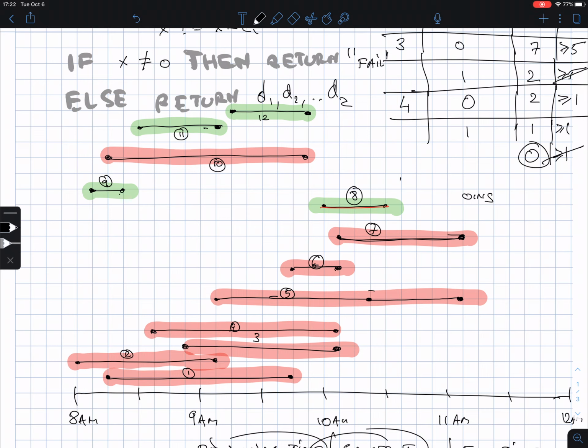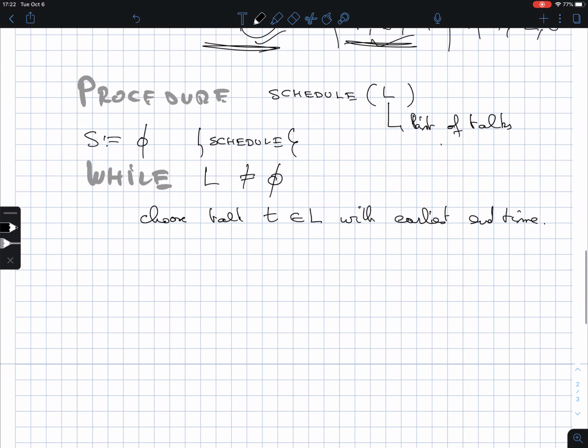So in other words, I'm going to reduce my list L. I'm going to throw these talks out. So L is going to get smaller and smaller, and eventually it will become empty, and then the whole thing stops. Of course, if this never happens, then this program hangs. That's something we don't want. So choose a talk T with earliest end time. This exists because it's a non-empty set. So there's always one talk with the earliest end time.